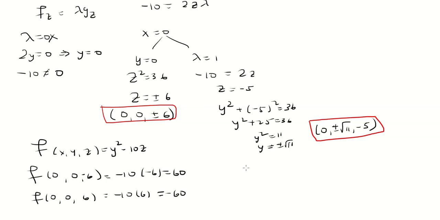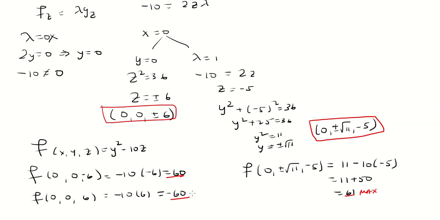So we could just calculate this together instead of separating it apart. So y squared is 11 minus 10 times z, which is negative 5, 11 plus 50, which is 61. And so the original question was to find the maximum and minimum values. We need to compare these three values. So clearly 61 is the maximum, and negative 60 is the minimum. And that is our answer.